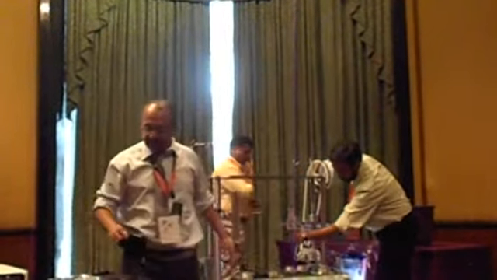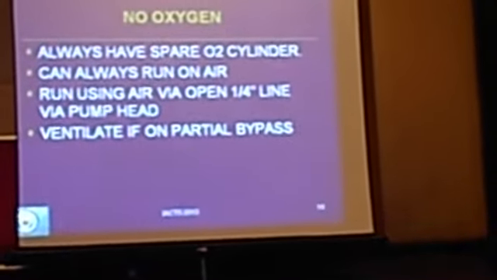Chain. Always have an oxygen cylinder. The smaller the place, the more important that you have an oxygen cylinder. You can always run on air. So you run using air via open 1/4 line via pump head. And if you are on partial bypass, ventilate. Okay, don't forget that.